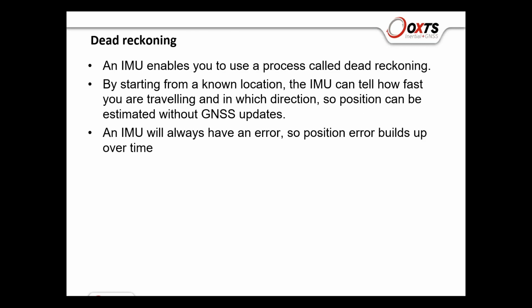An IMU enables us to use something called dead reckoning. So by starting from a known location, an IMU can tell how fast and how far we're travelling and in which direction. And this means that position can be estimated without GNSS updates. An IMU will always have some form of error, so positional error can build up over time.